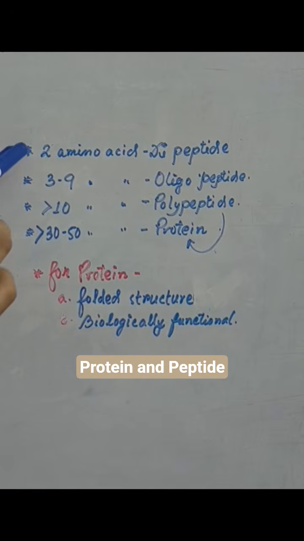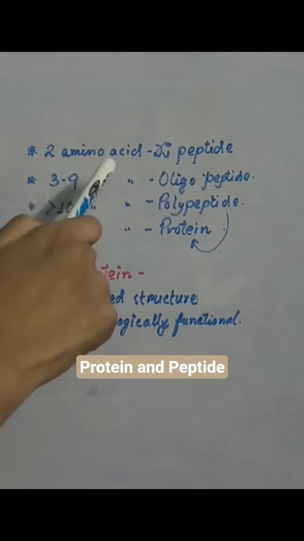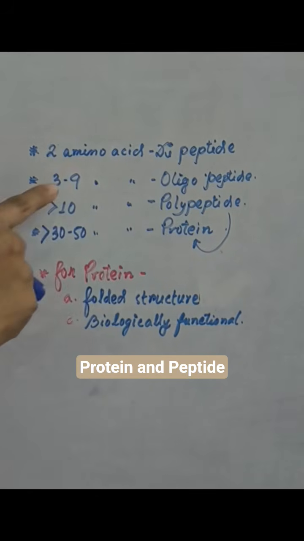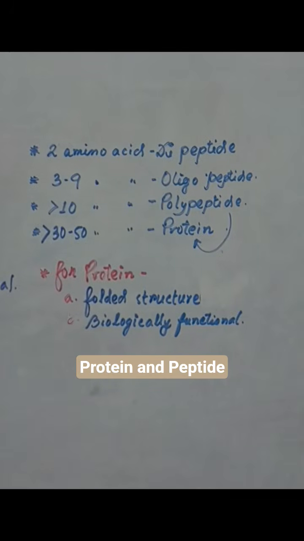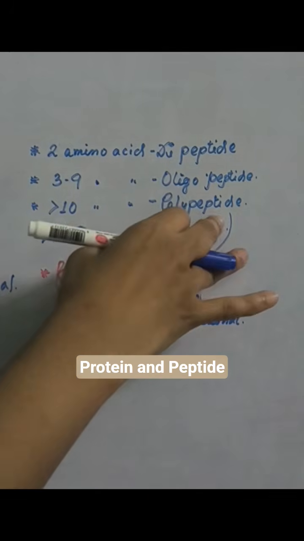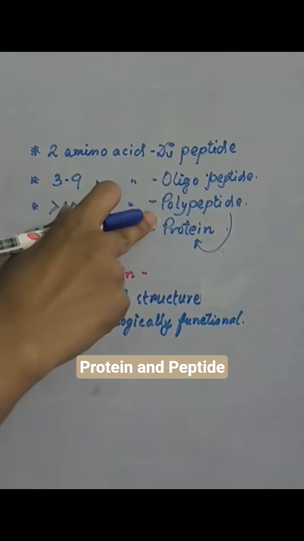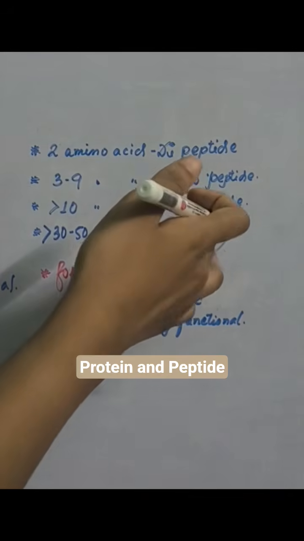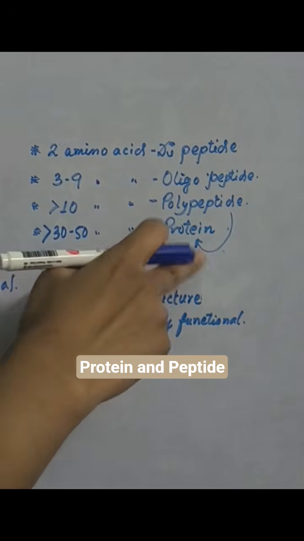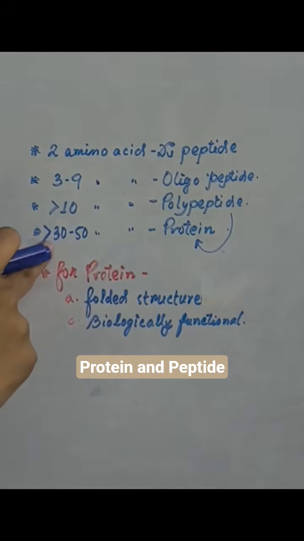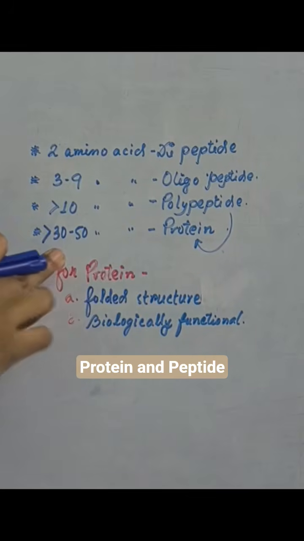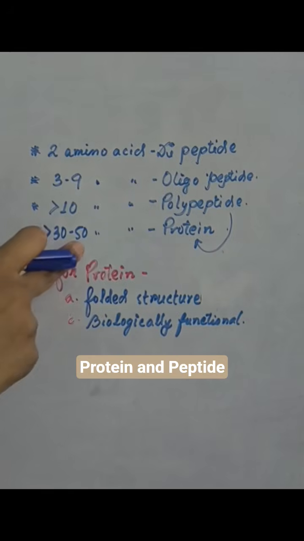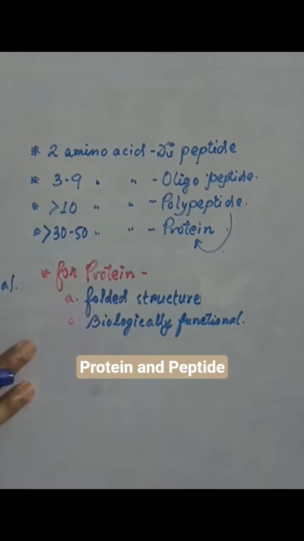Now when two amino acids are attached, this is termed a dipeptide. When 3 to 9 amino acids are attached, this forms an oligopeptide. If there are more than 10 amino acids, this is termed a polypeptide. Now this polypeptide forms the protein structure, where the structure has approximately 30 to 50 amino acids. So basically, a peptide having more than 30 or 50 amino acids forms the protein structure.